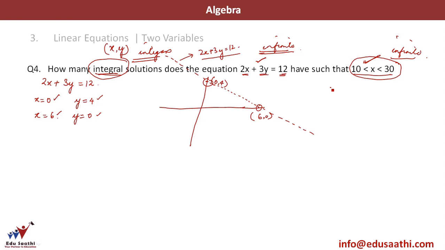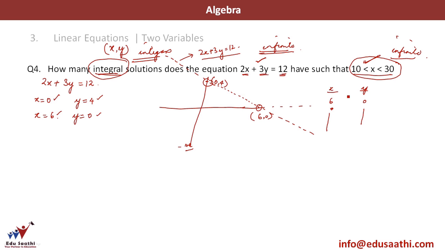I want the values in the range x between 10 and 30. The next point of x, if you look at it, x will be positive, but the value of y would come out to be negative. I will not keep on randomly putting values of x. If I put the value of x as 7, the value of y would not come out to be an integer. With x as 7, it will be 14 on this side, which will be minus 2, so y would be minus 2 by 3, which is not an integer.